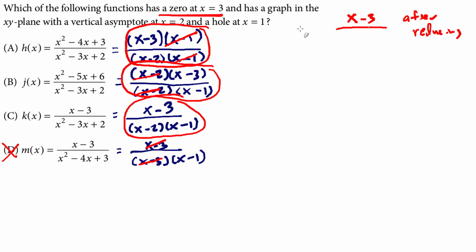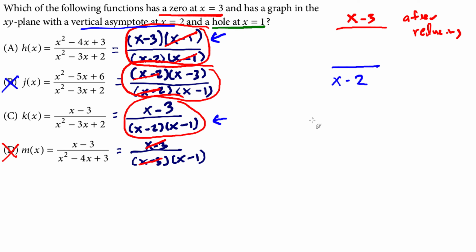Let's keep on going. So I need a vertical asymptote at x equals 2. Let me change colors. That means that I need an x minus 2 in the denominator after reducing, and I can see that choice A has an x minus 2 in the denominator, choice C has x minus 2 in the denominator. However, the x minus 2's cancel here, so this will actually have a hole at x equals 2, not a vertical asymptote.